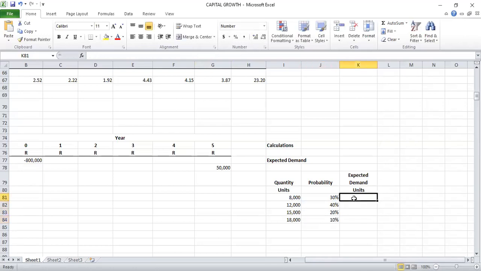Right. So to find our expected demand, we multiply this 8,000 by the 30%. We do the same for all lines. So the next one will be the 12,000 times 40%, we get 4.8. Then 15,000 times 20%, we get 3,000. 18,000 times 10%, we get 1.8. Then we get our total expected demand here.